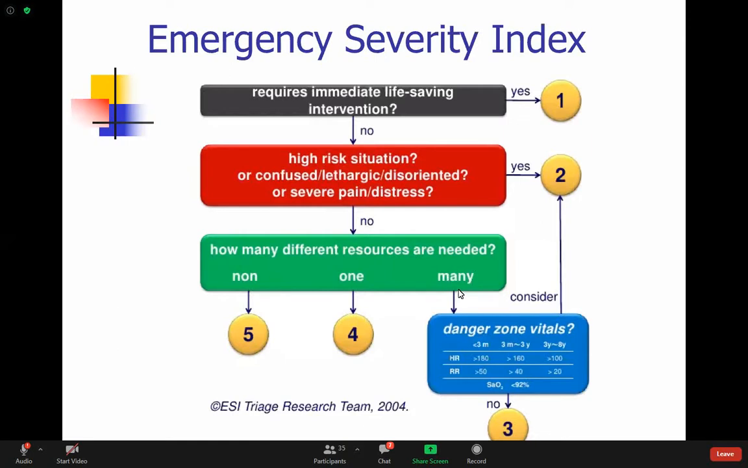If he needs many resources, most of them will be level 3, but they should not be in the danger zones of vital signs. For example, if the patient's heart rate or vital signs are abnormal, then they're going to put him in level 2. You cannot put them in level 3 if they're in the danger zone of vital signs. Okay. This, by the way, applies to adults and pediatrics in terms of the triage process.